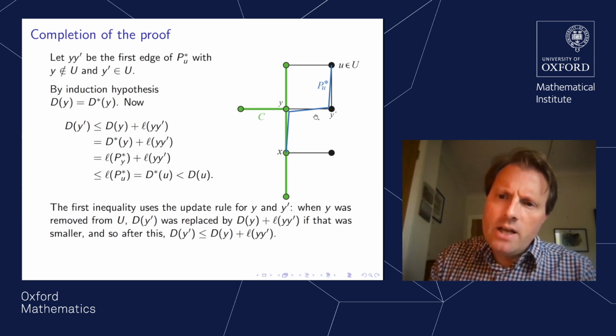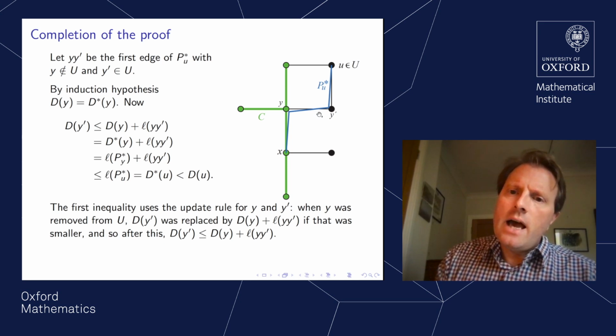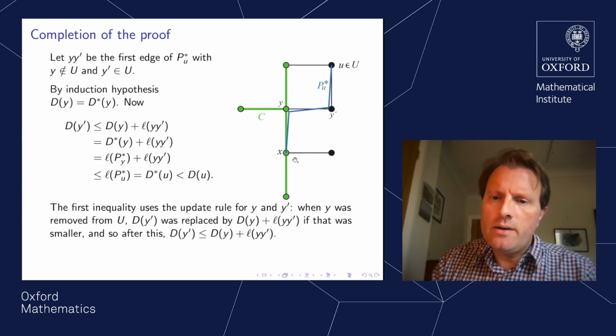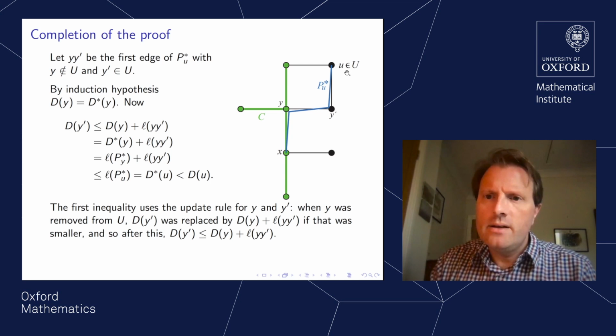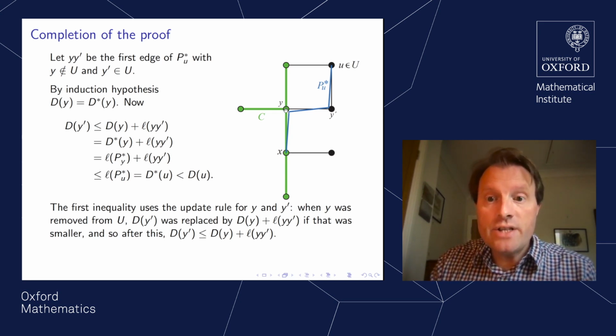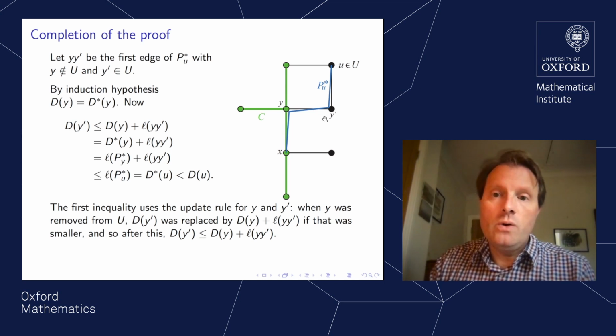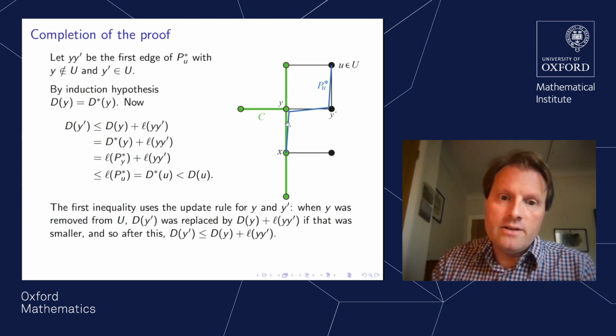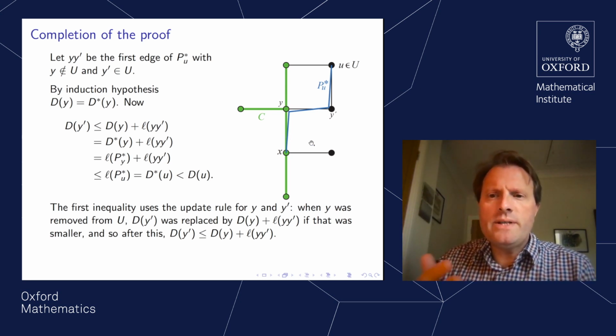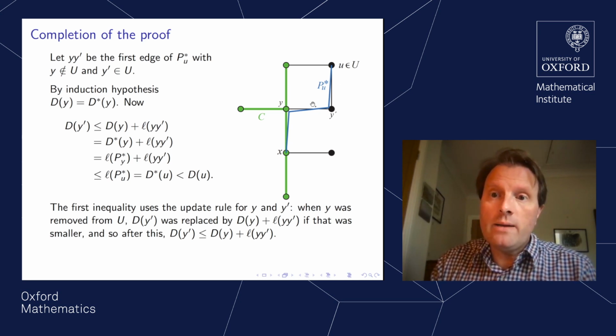Okay, so p star u is a shortest path between x and u. So that means that any subpath of it also has to be a shortest path joining the two ends of that path. Otherwise there would be a way of shortening p star u.